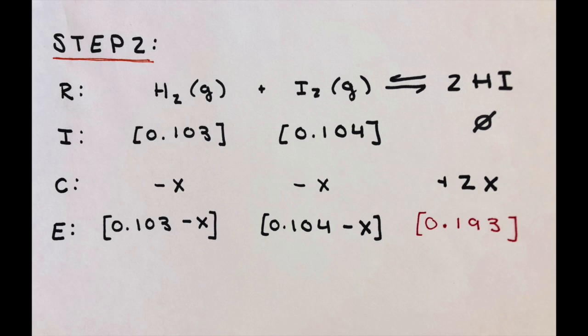Step 2 involved filling out a rice table. We started with our reaction, and then the next column is all of our initial values which were given. C then stands for change. We use the variable x and base the change off the stoichiometry values within the reaction. The equilibrium row, or E, is a combination of our initial concentrations and our change equations. It is important to remember that the equilibrium concentration for HI was given. This is written in red.